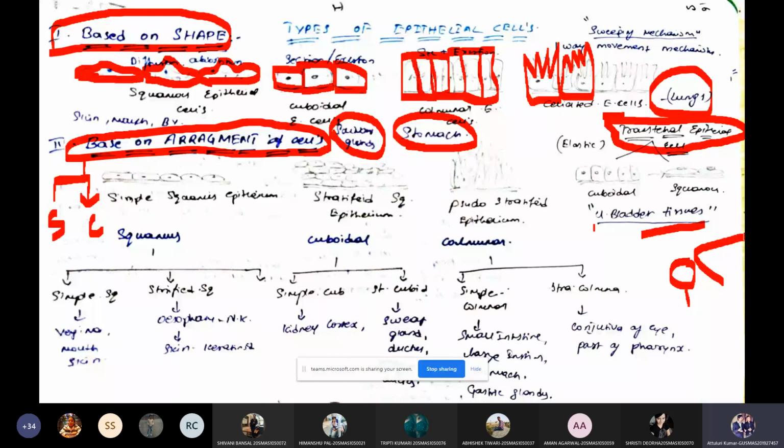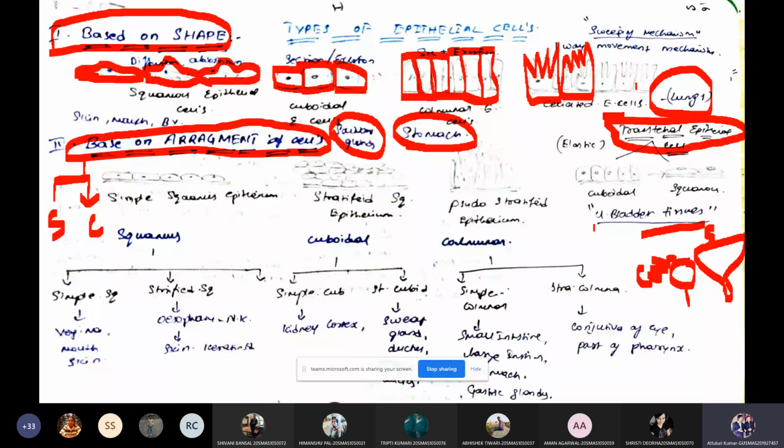Now, when it is relaxed, when the bladder is small, the bladder cells will be in cuboidal shape. They will be in cuboidal shape when the bladder is empty. But when the bladder becomes full, the cells will shift to squamous. It is just because of that stretching, students. Because of stretching, the cell shape will change to squamous. So such shape-shifting cells are called transitional cells.